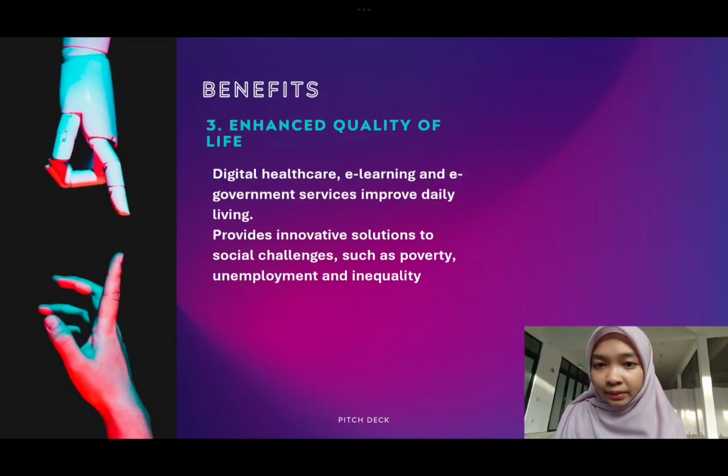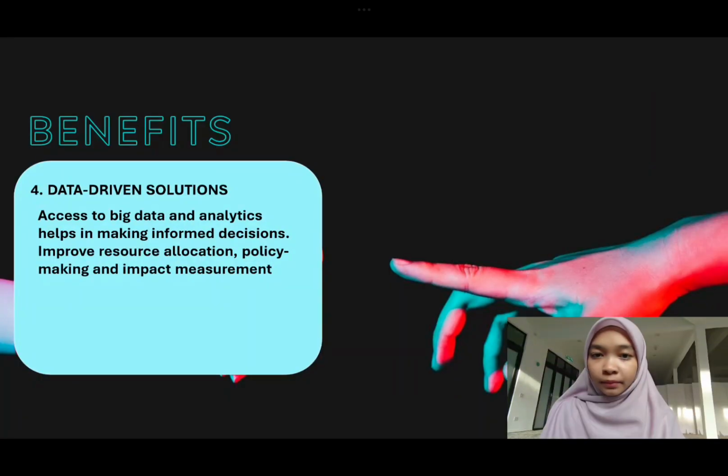The third one is enhanced quality of life. Digital healthcare, e-learning, and e-government services improve daily living and provide innovative solutions to social challenges like poverty, unemployment, and inequality. The last one is data-driven solutions. Access to big data and analytics helps in making informed decisions, improves resource allocation, policy making, and impact measurement.